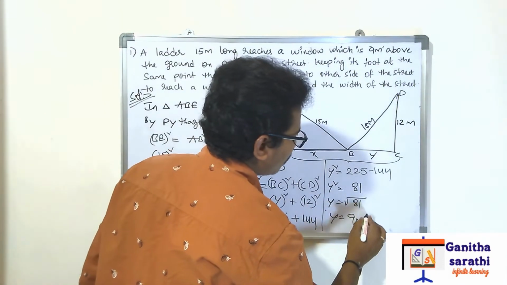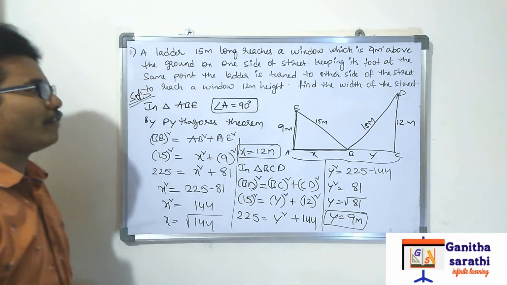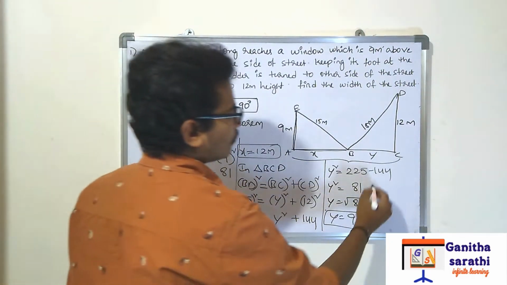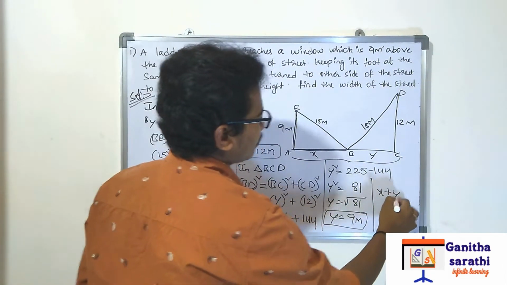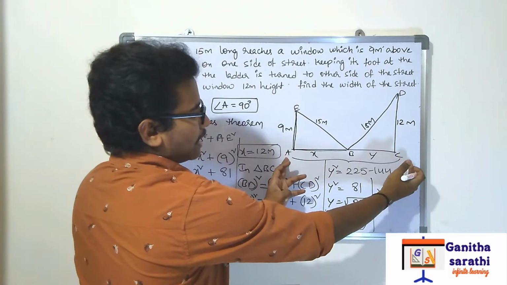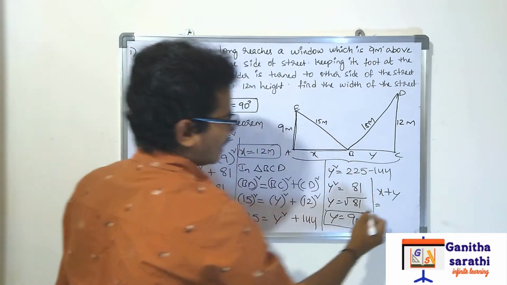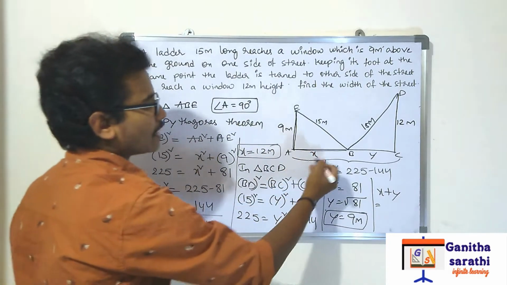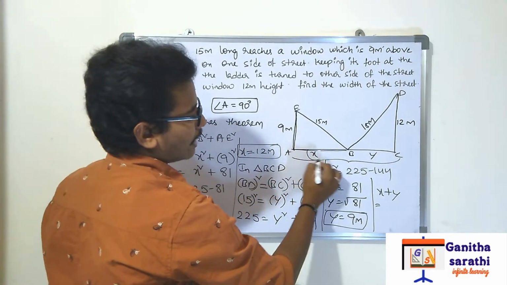So y is equal to how many meters? 9 meters. So what will be the width of the street? Width of the street is x plus y, right? Width of the street is what? AC. AC is x plus y. AC value is how much? AC means x plus y.